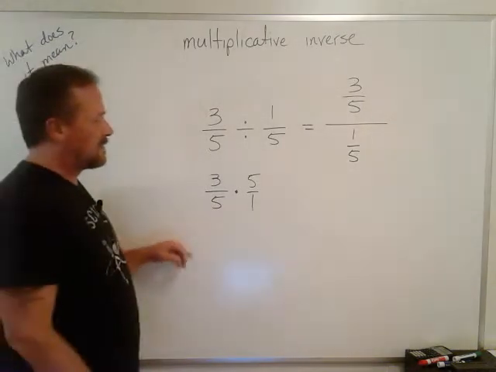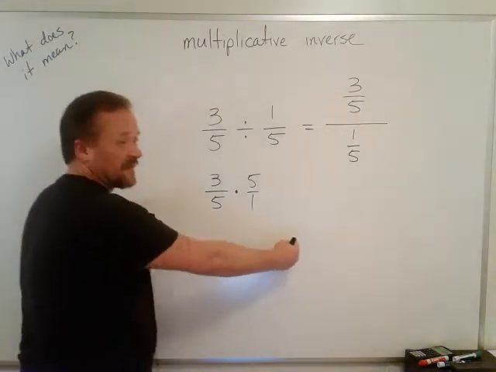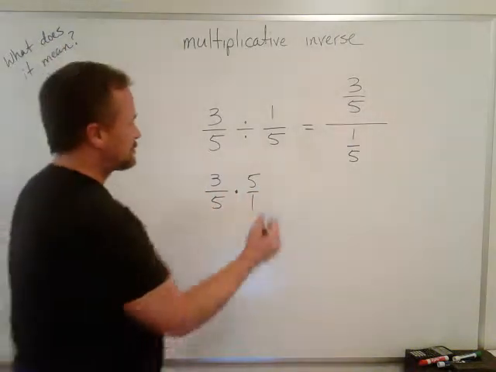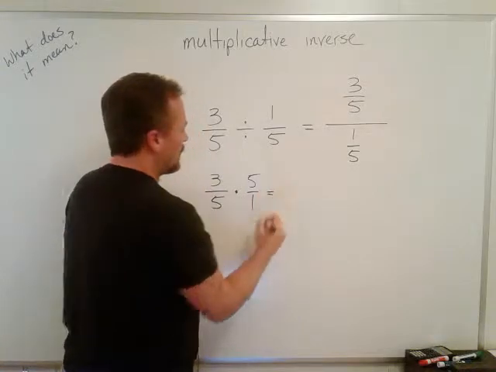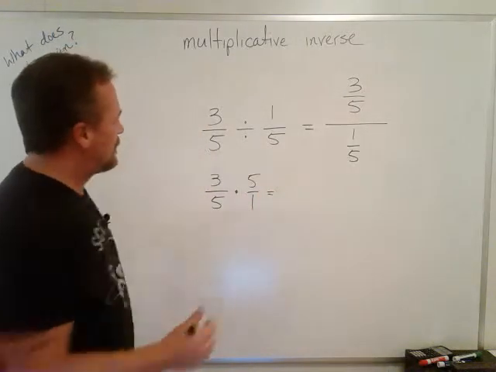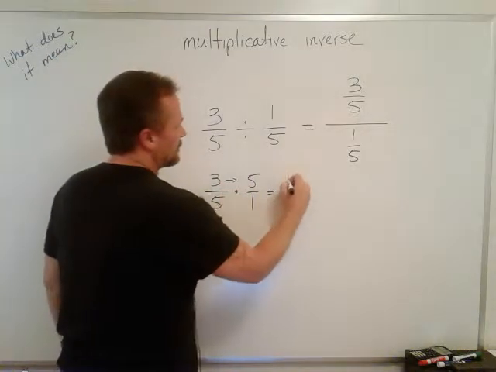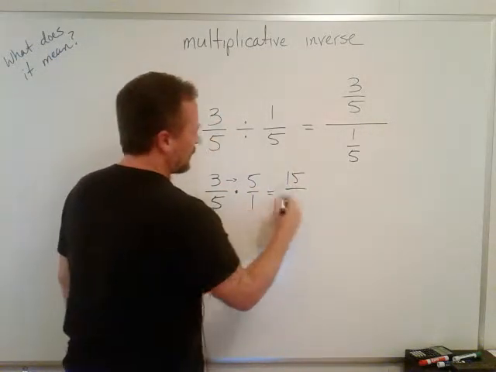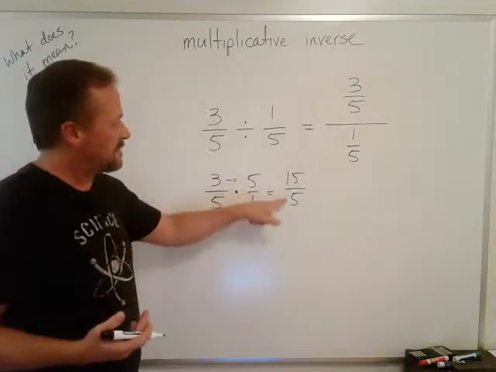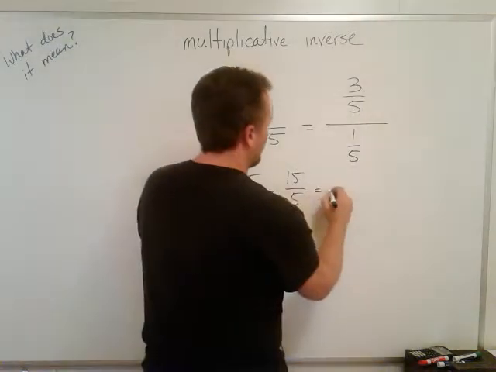Okay? So basically I skipped like 3 steps right there, and I just wrote the numerator of that fraction. And from here it's just multiplication straight across. Okay? 3 times 5 is 15. 5 times 1 is 5. And then 15 divided by 5 is 3.